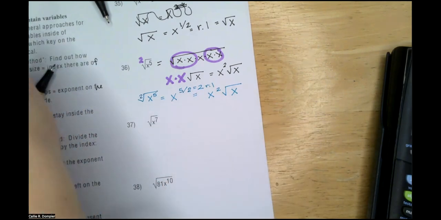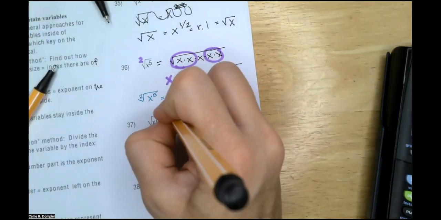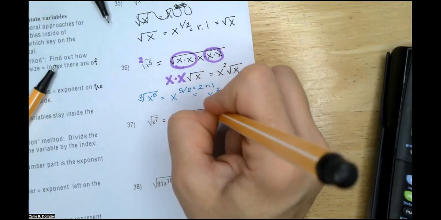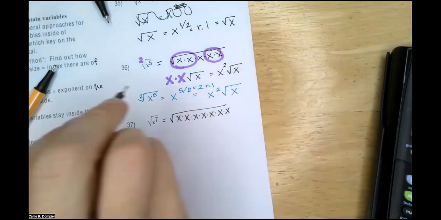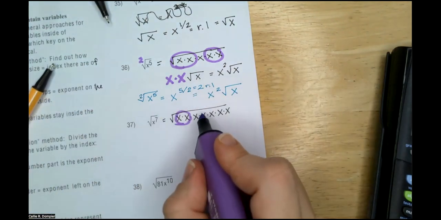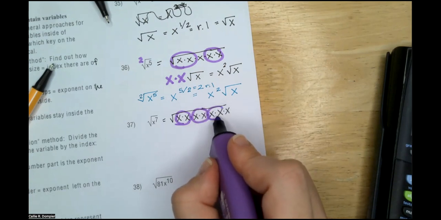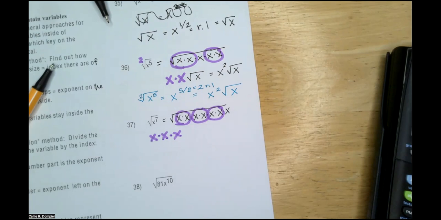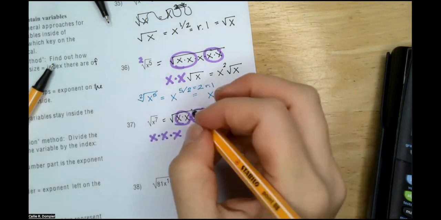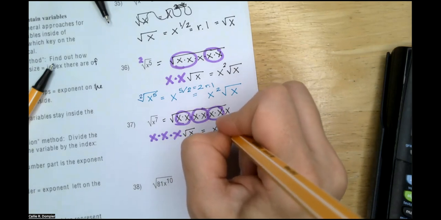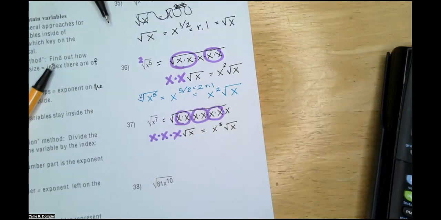X to the 7th, very similar, right? Grouping method is going to give me 7 x's. So I'm going to group them. That's an understood 2. 1, 2, 3 groups of 2. So that's now x times x times x times the square root of x. So that's x to the 3rd square root x.